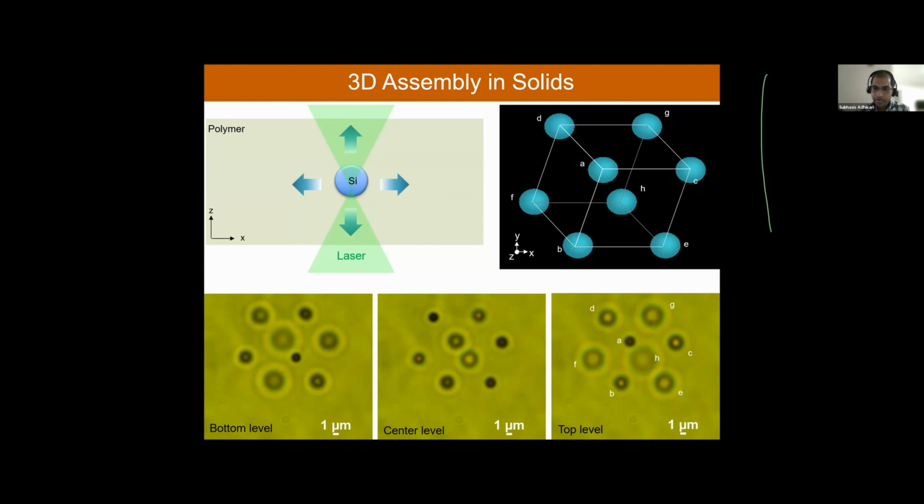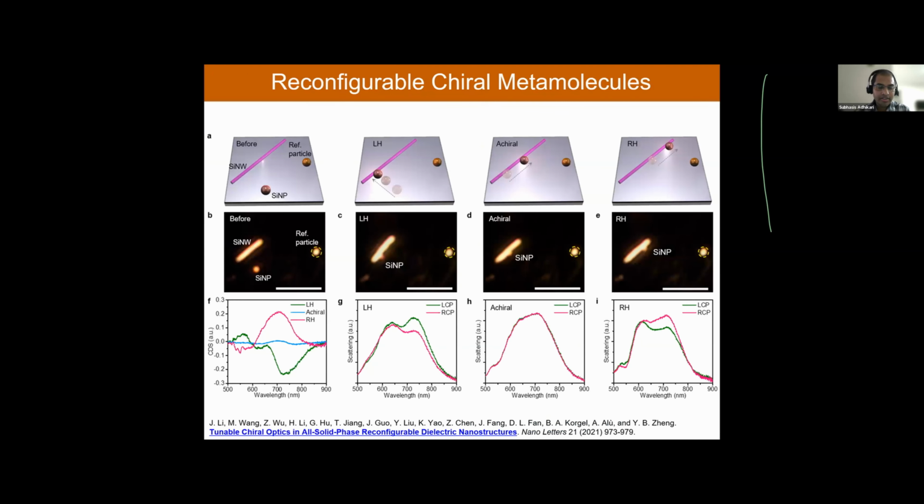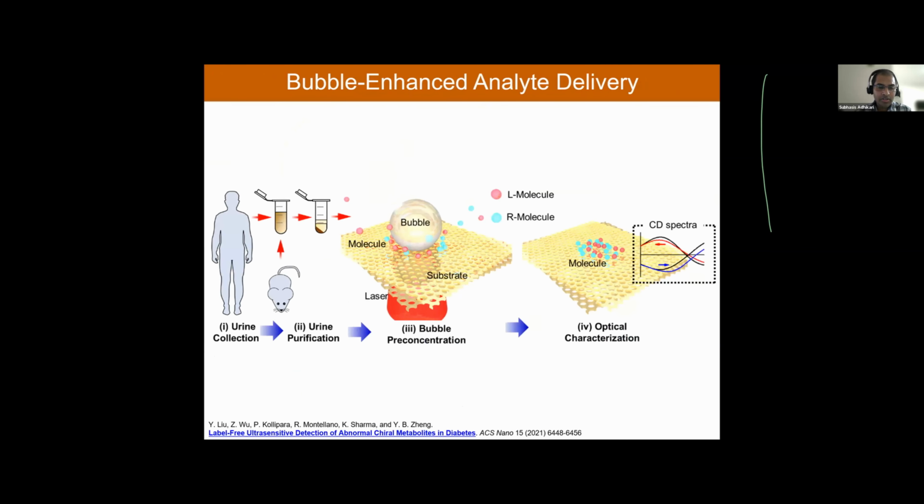Okay, you can write your question in the chat, or you can directly ask. I have a quick question regarding the chirality, where you use the bubbles to detect left-handed and right-handed. How does the detection work? How do you recognize the left-handed and right-handed molecules?